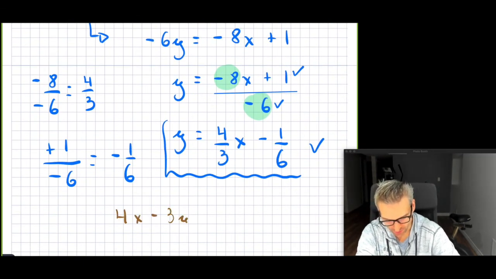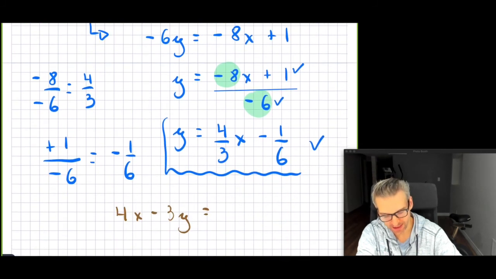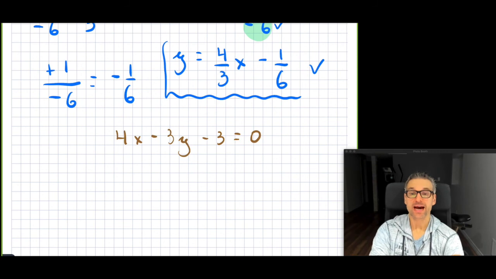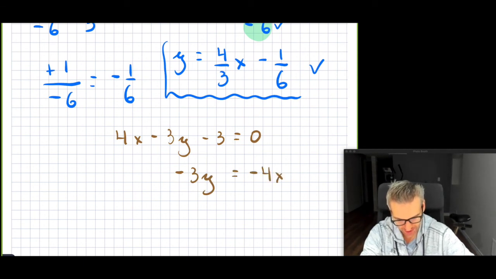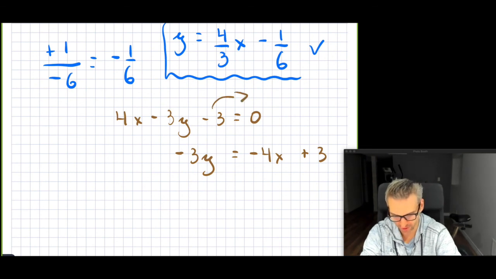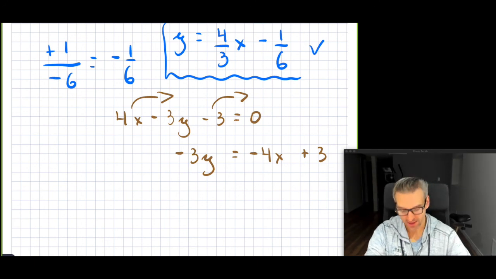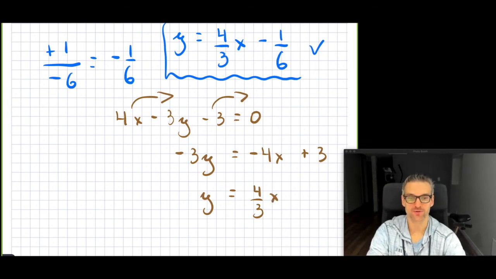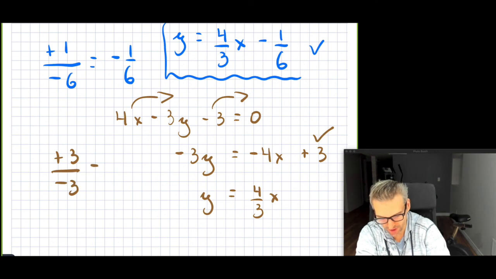So it is 4x minus 3y is equal to negative 3. Now let's isolate for y. If I isolate for y, I'm going to get negative 3y is equal to negative 4x, and we're going to bring the 3 over on the other side as well. Now divide both sides by negative 3. That's going to leave us y is equal to 4 over 3x, because the negative and negative cancels. And then dividing by negative 3, you have plus 3 divided by negative 3, so that's negative 1.